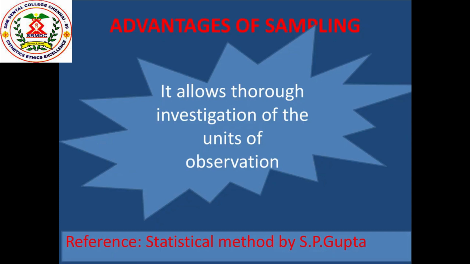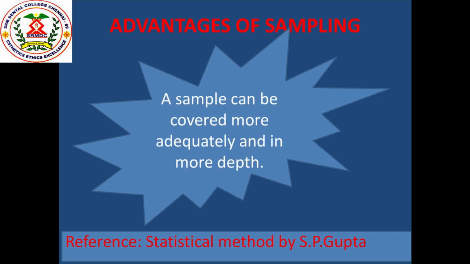Second, it allows thorough investigation of the unit of observation. If we do a study on the geographic population, it's very difficult for us to do a thorough investigation of each and every unit. But with this sampling technique, we systematically or randomly select, and they will be a representative of the whole population. So this is one of the advantages.